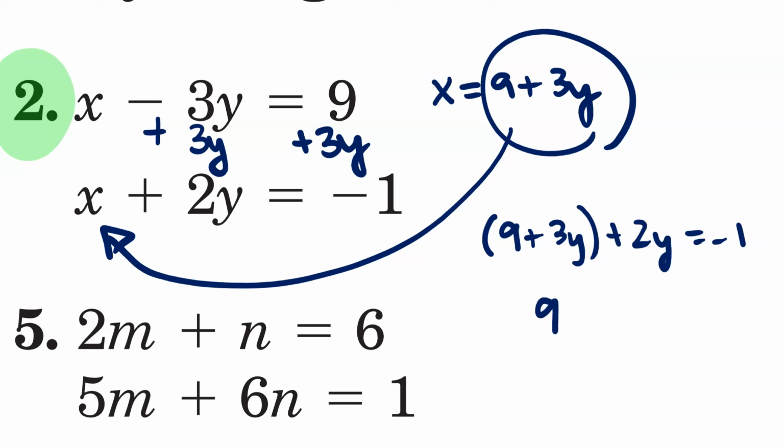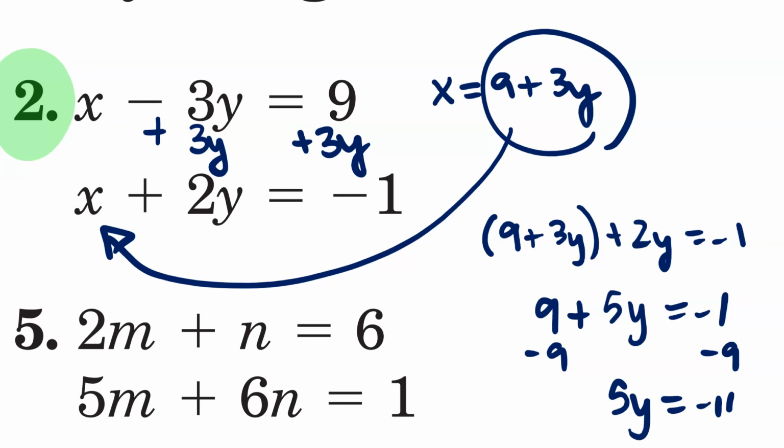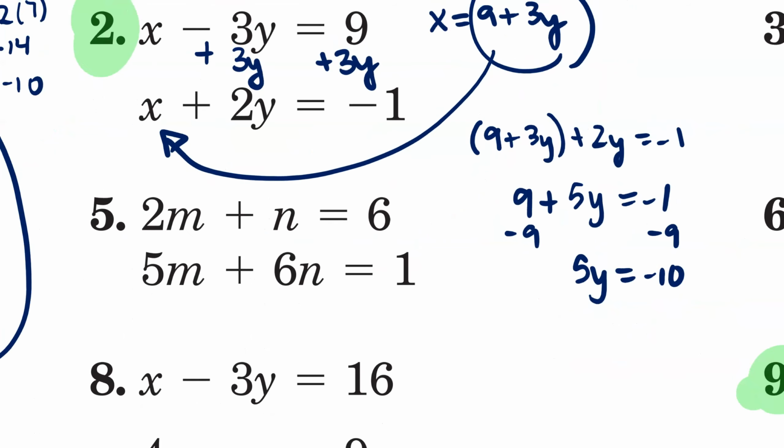So I have 9. Well, 3y plus 2y is 5y equals negative 1. So if I subtract 9 on both sides, 5y equals negative 10. And then lastly, to get y by itself, divide by 5. So we find negative 2 for y. Awesome. Once you find one of the variables, you plug that number back in and find the other.